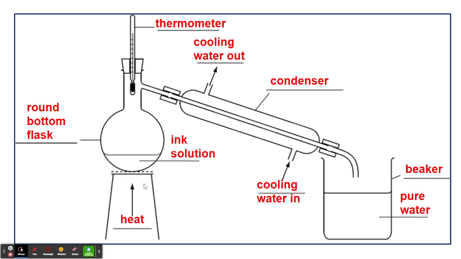That is because we are going to have to heat this solution in order to separate it, which I'll come back to in a minute. We've also got the thermometer, as I said, that's labelled, and that is just to make sure that we know the temperature of the air as it's going into the condenser.